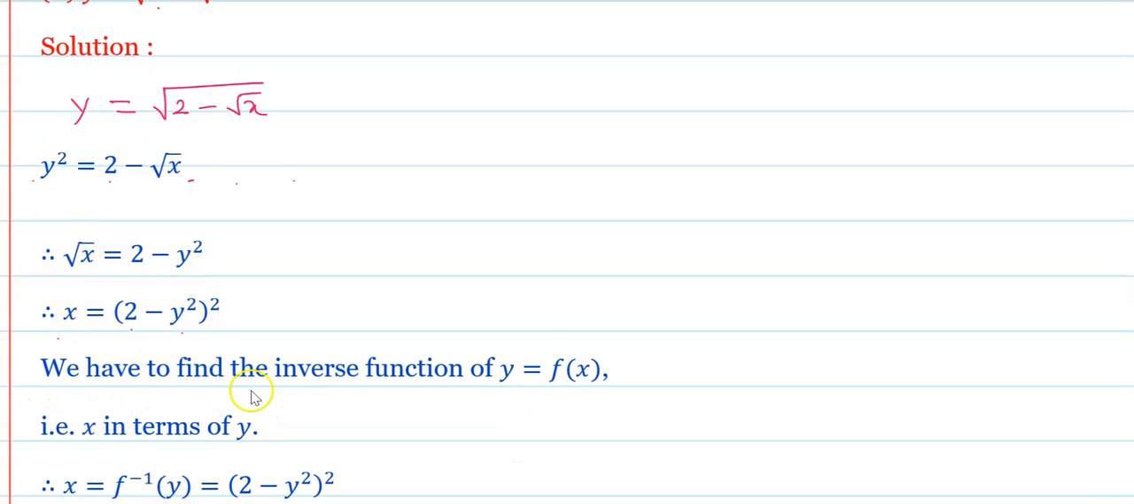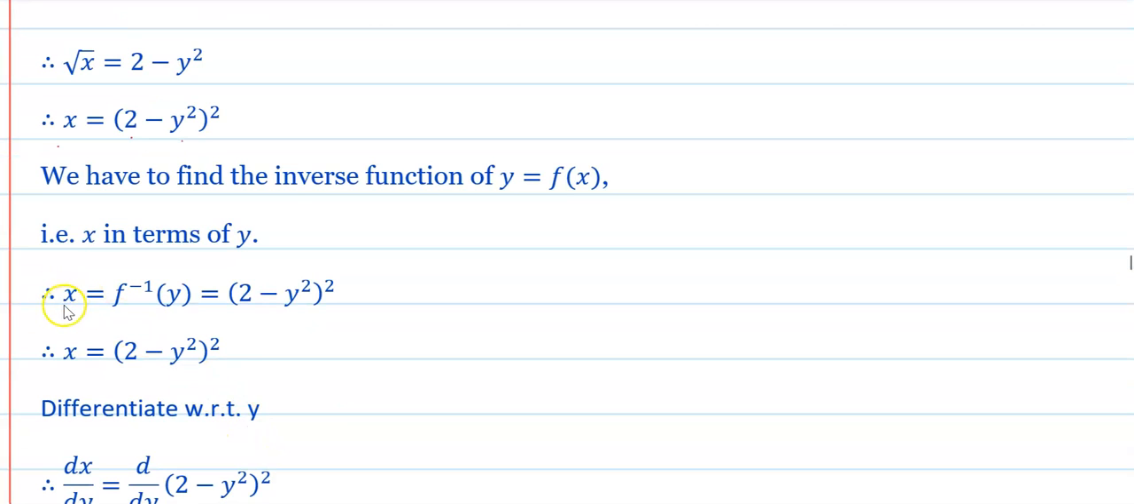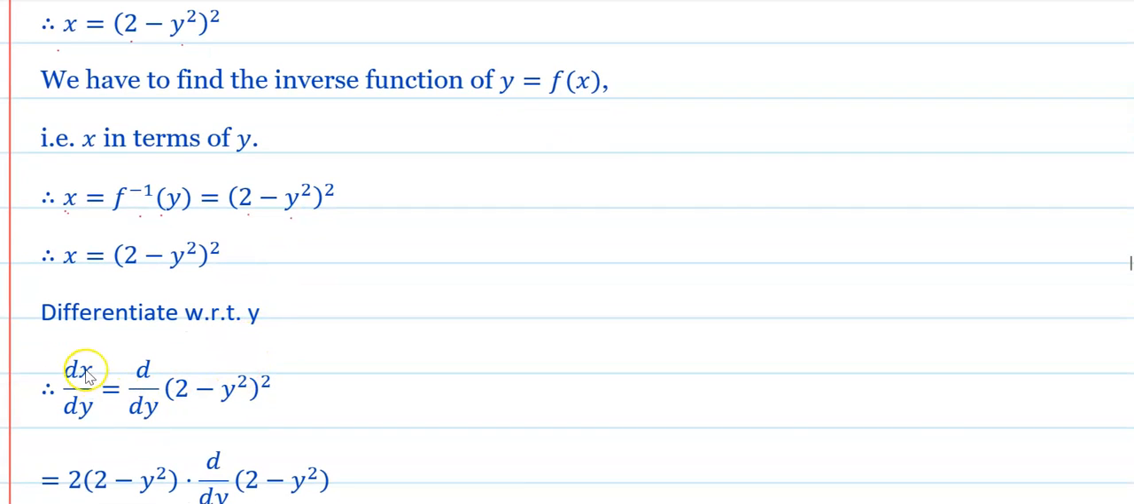Okay. We have to find the inverse function of y is equals to f of x, that is x in terms of y. Therefore, x is equals to f inverse of y, and this f inverse of y is nothing but bracket 2 minus y square, and it's a bracket square. x is equals to 2 minus y square bracket square. Okay. Now differentiate this with respect to y. Therefore, dx upon dy is equals to dy of 2 minus y square, and it's a bracket square.